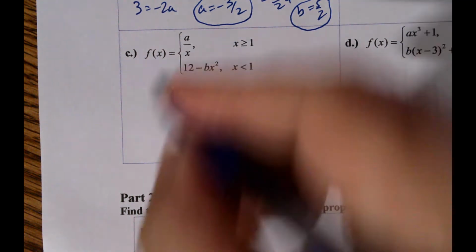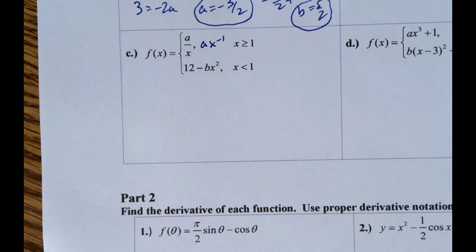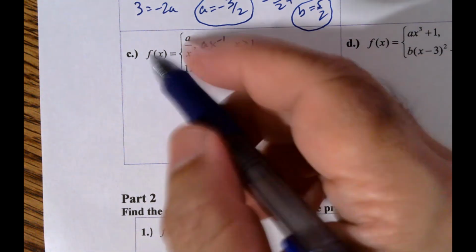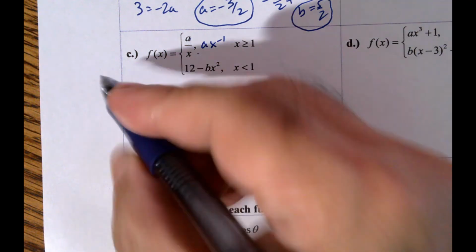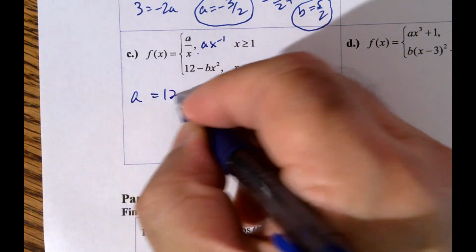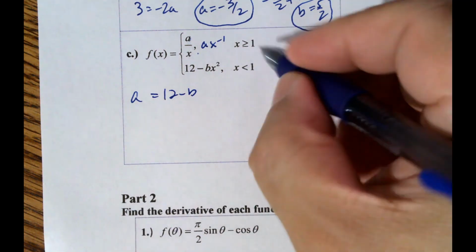Let's rewrite this as a x to the negative 1, so it's easier to take a derivative. All right, so again, plug it into 1. So I'll plug it into the normal form. A over 1 is just a. Plug 1 into there, and I get 12 minus b. So remember, they have to be equal to each other for it to be continuous, and then take the derivative.